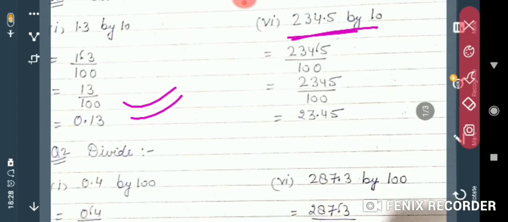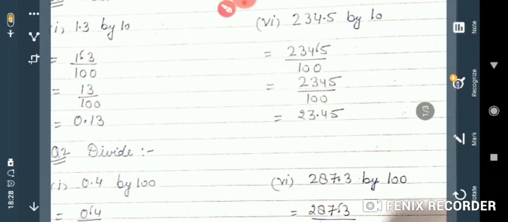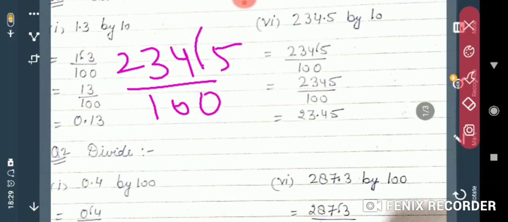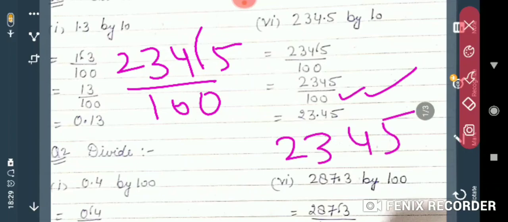The next question is 234.5 by 10. First you will write 234.5 upon 10. When you remove this point, after the point how many digits are there? 1. So one 0 will get added. So you will write it as 2345 upon 100. Then what will you do? You will write 2345. How many 0s are there? 2. So before 2 digits you will put the decimal. And how will you state this? As 23.45.